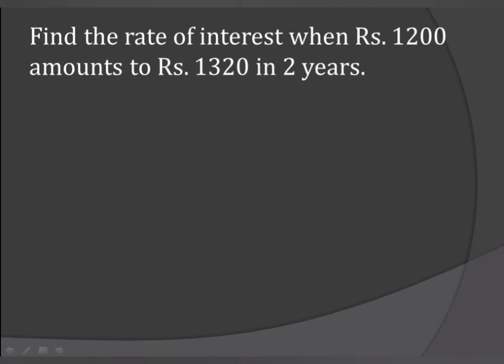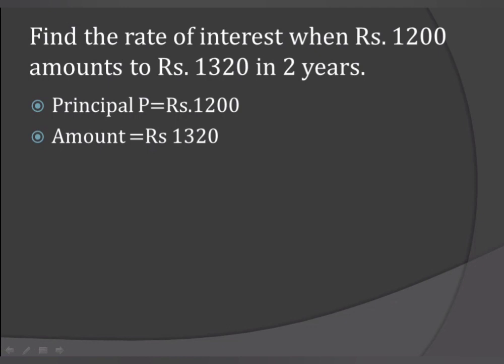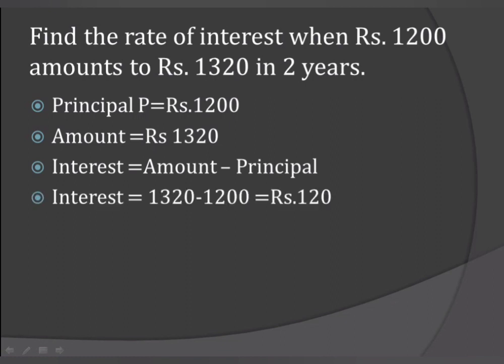Find the rate of interest when rupees 1200 amounts to 1320 in 2 years. So here this is the principal given, and this is the amount which we are receiving at the end. Now amount is the sum of principal and interest, and the time is given 2 years. So here the principal is given 1200 rupees and amount is given 1320 rupees. Now I can find out the interest. So interest is equal to amount minus principal. So subtracting them, I will get interest as 120 rupees.